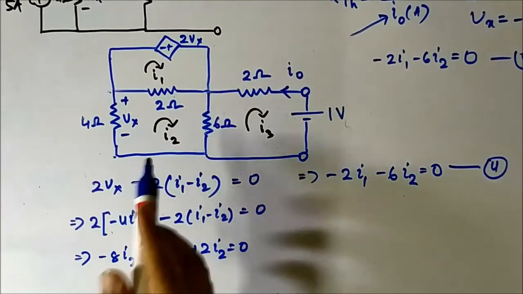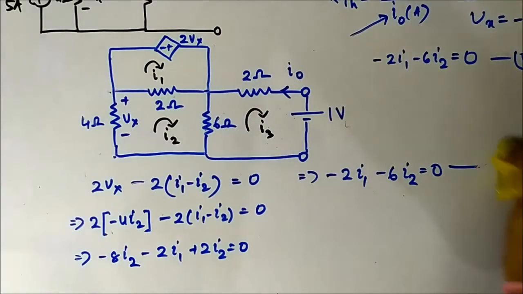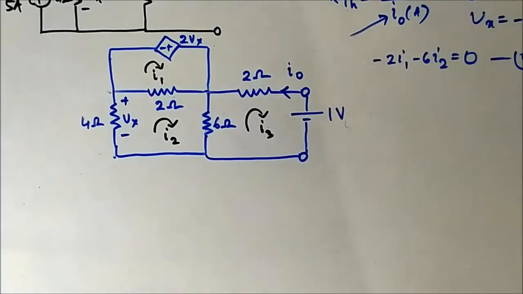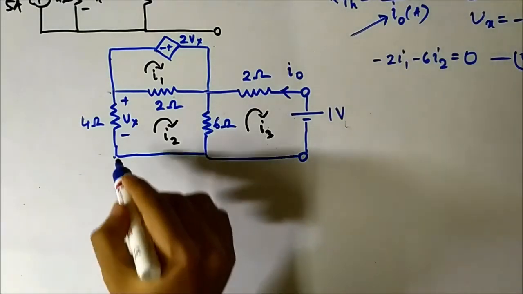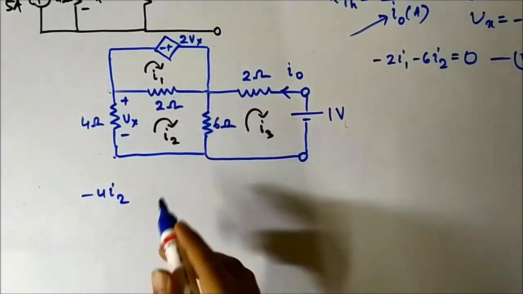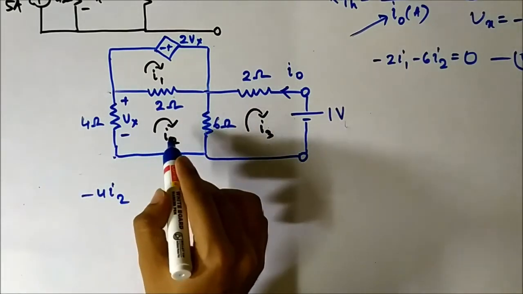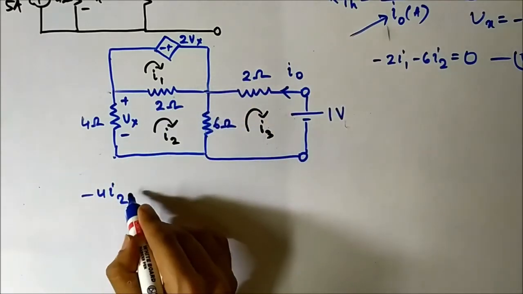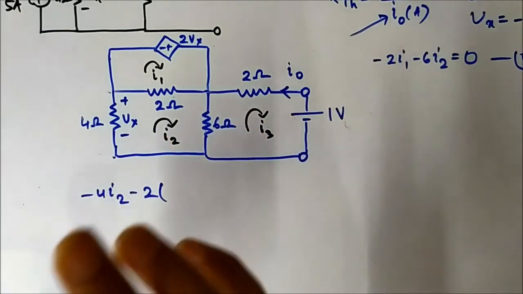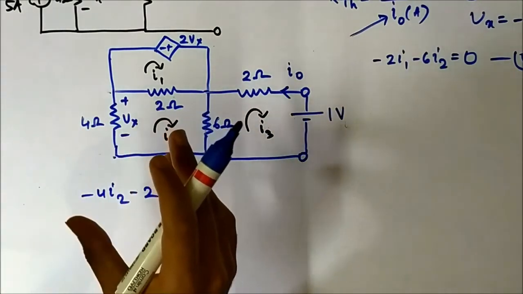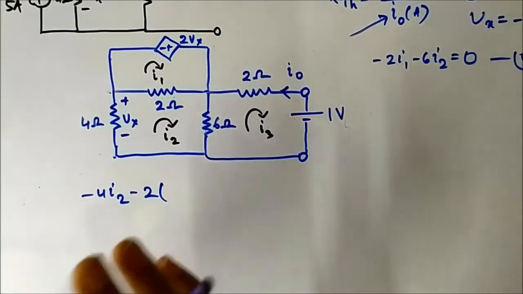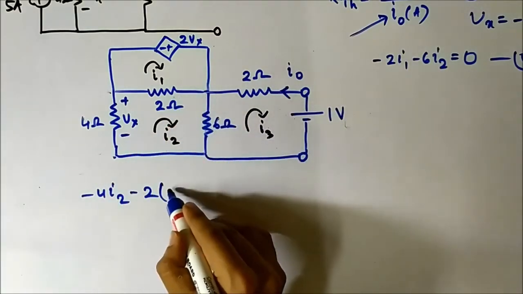Now let us do that for the second mesh also. For the second mesh, it is minus 4I2, this minus 4I2. Here I2 is the reference, so here it will change: minus 2 into (I2 minus I1), because I2 is the reference. The mesh in which you are applying the KVL equation, you will always write the mesh equation with that mesh current as the reference. It will be simple for you.